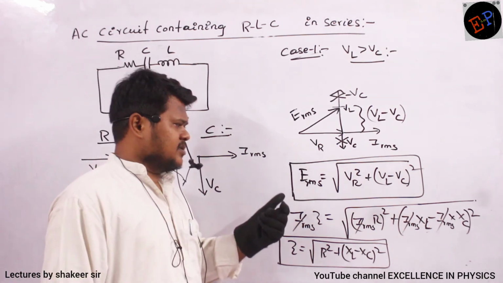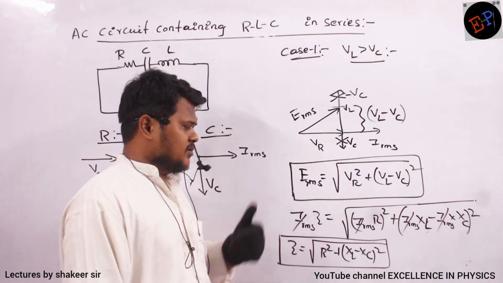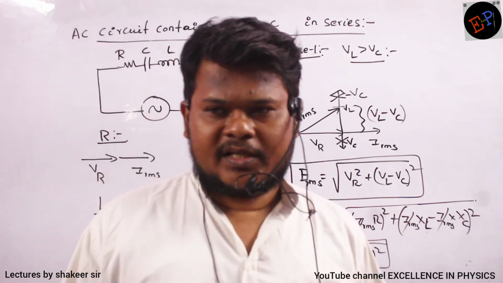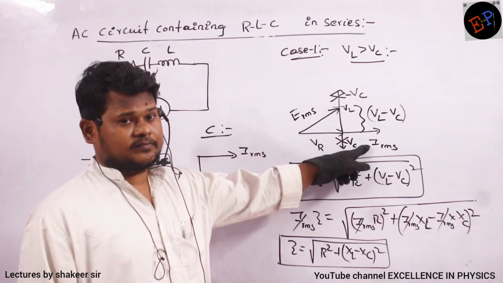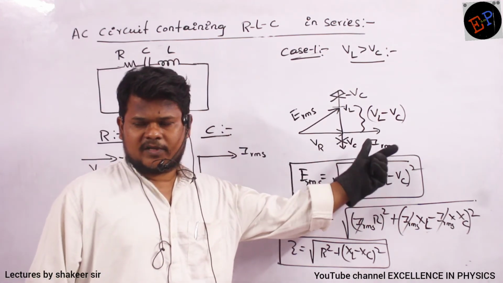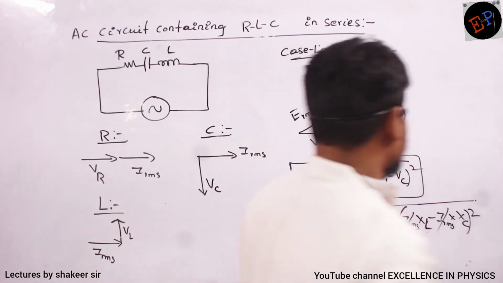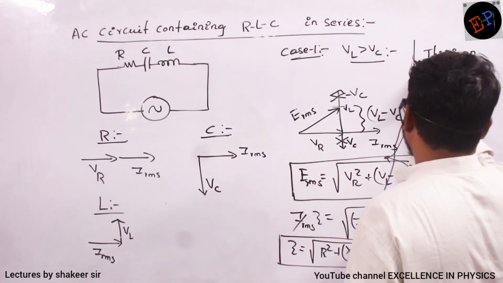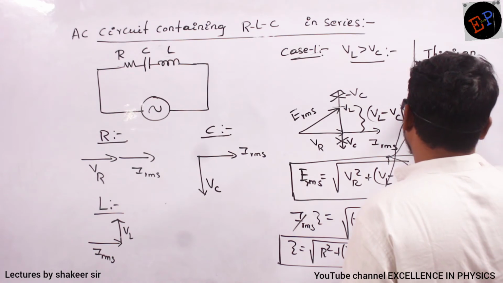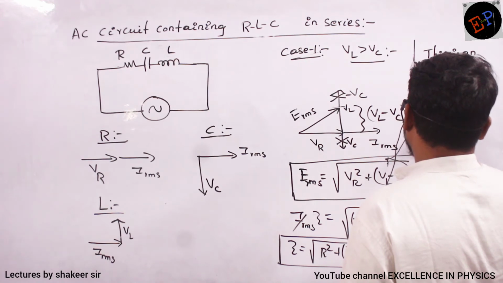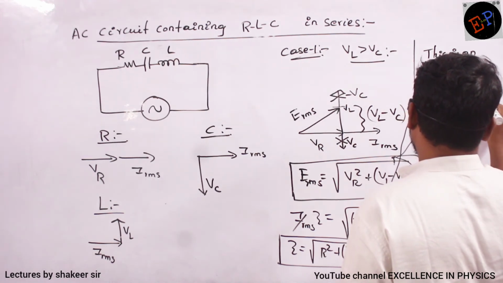Now can you say, is this a capacitive circuit or inductive circuit? This is an inductive circuit, because already I said, whenever voltage leads current, then it should be an inductive circuit. Here supply voltage is leading current, so definitely this is an inductive circuit. So this is an inductive circuit as voltage leads current. Are you able to understand?